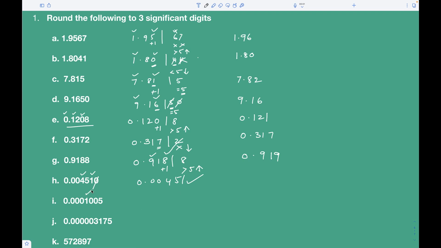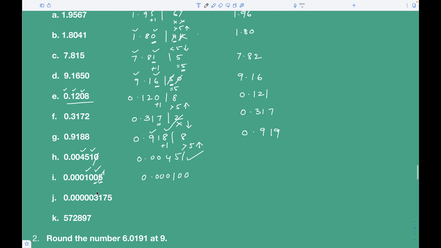What about this? This is the first significant digit and this is the third significant digit, so we have to drop this 5. Now because the digit that is getting dropped is 5, whether to round up or not depends on the last digit that we are keeping, and that is a 0, and 0 is an even number. So if it is an even number, you have to round down. That means you simply drop the digits that you are not interested in. So it becomes 000100.